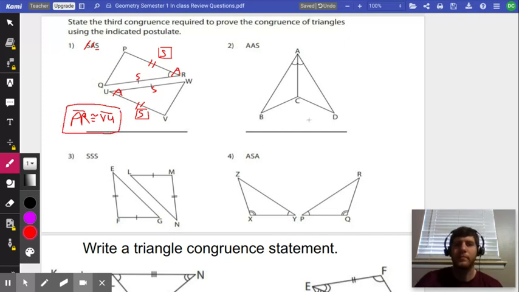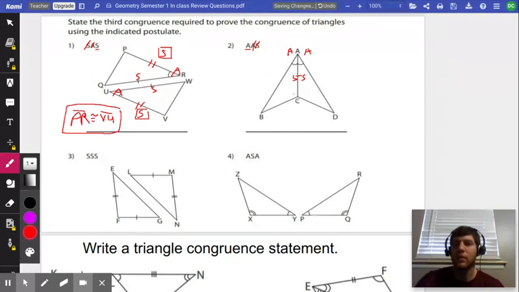Okay. Over here we can use the reflexive property. So now we have 1 pair of angles, and then 1 pair of sides. So we need another pair of angles, such that the side is not the included side.